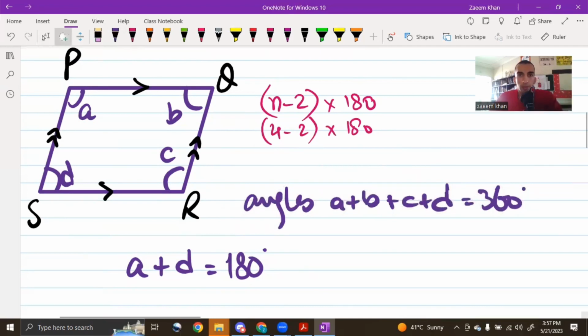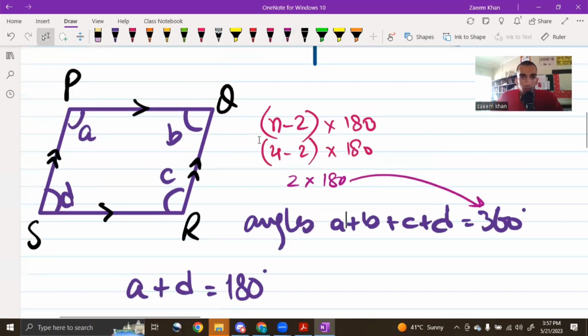360. 2 into 180, and that is equal to 360. Remember this? Let's try to put this rule to the test over here.